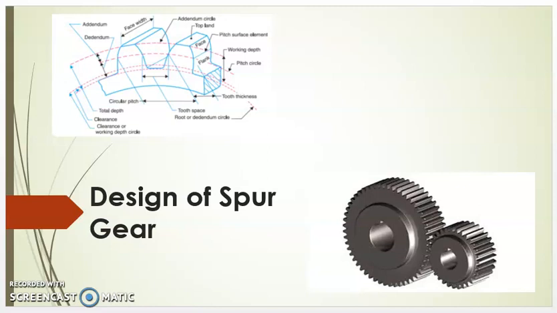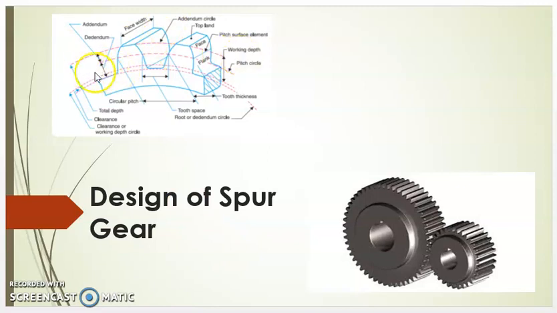Welcome. Today we will see design of spur gear. Now these images are there. This image shows spur gear. Spur gear is used to connect two parallel shafts. Spur gear is having teeth parallel to the axis of the shaft. Also spur gear is used to transmit motion or power at a speed ratio of up to 6:1.